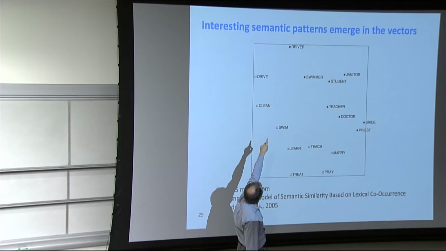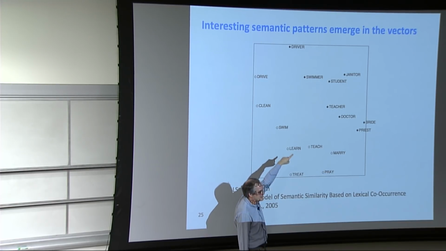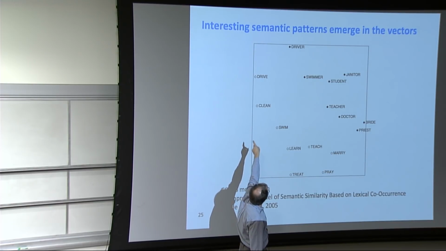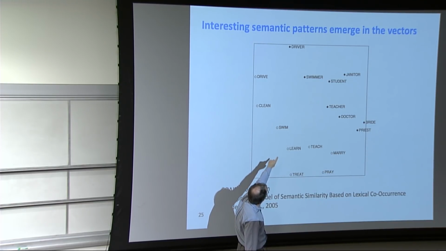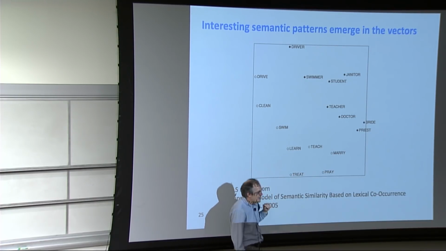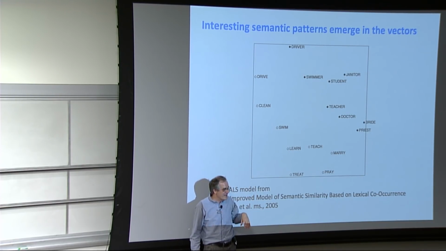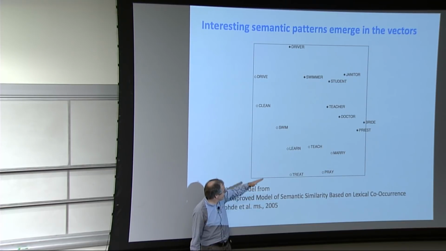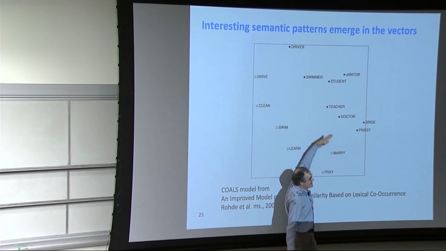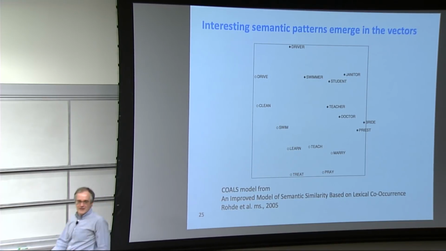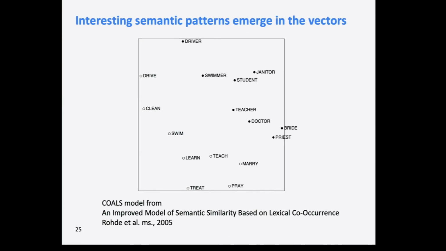So here we have the verb to the doer of the verb direction. Drive, driver, clean, janitor, swim, swimmer, learn, teacher, or teach, teacher, doctor, treat, priest, pray. It's not exactly perfect; there's a little bit of wiggle there. But roughly, it's completely clear that there's a direction in the space that corresponds to going from a verb to the doer of a verb.